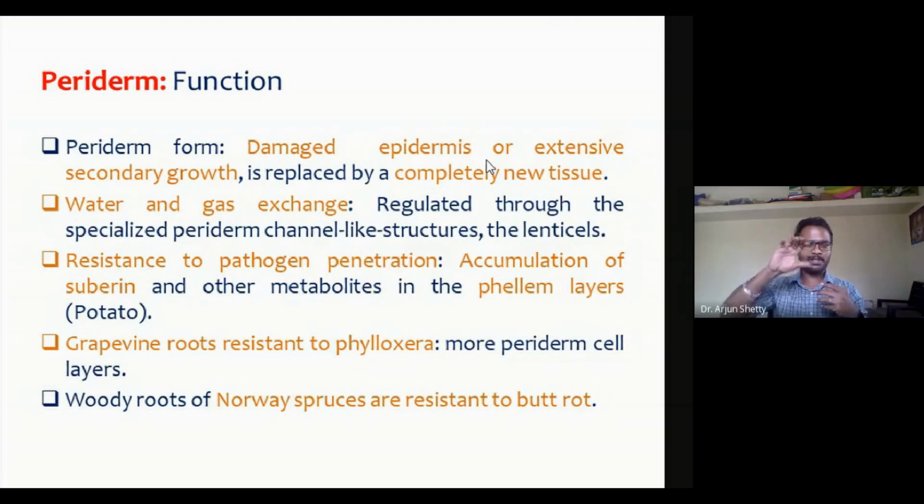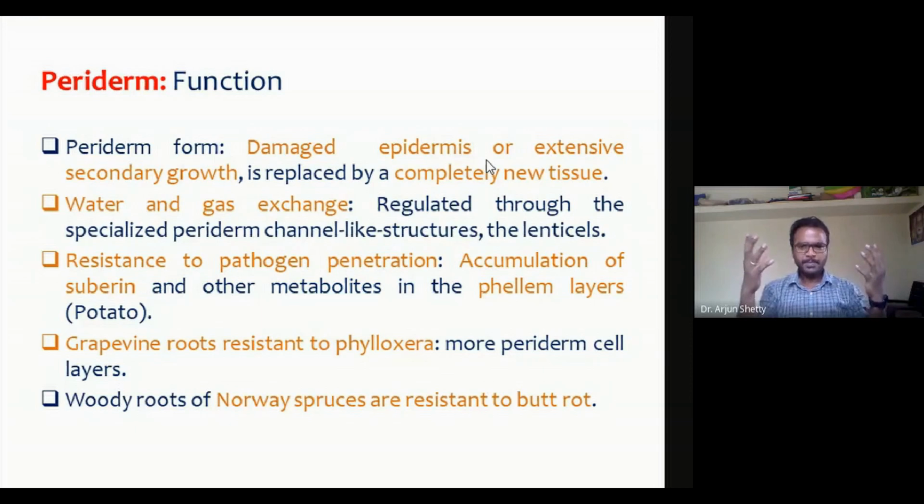Because of excessive accumulation of suberin in the periderm, the thickness of the outer layer increases. Because of the increased thickness, it becomes very tough, and because of that toughness the pathogen cannot penetrate, it cannot send its haustoria or any organs to infect the internal parts of the plant. One of the best examples we have is the potato.